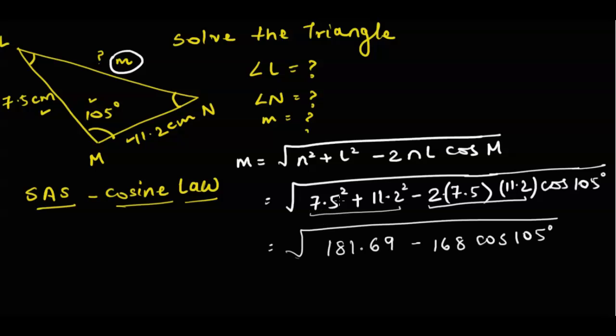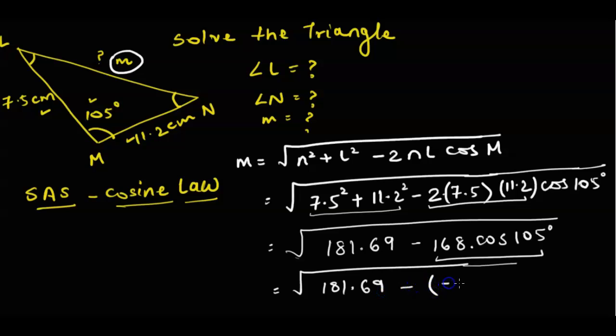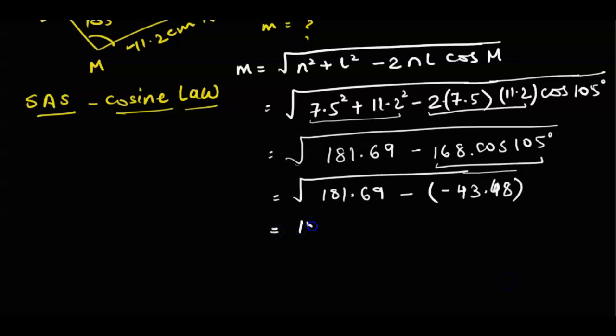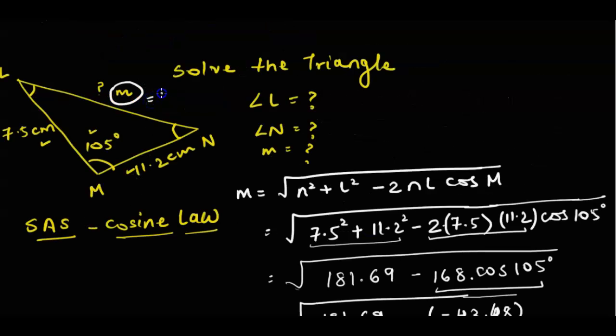When we solve 7.5 square plus 11.2 square, we get 181.69. When we solve 2 times 7.5 times 11.2, we get 168 times cosine 105 degrees. So we would first multiply these because this is a product. So let's find out what is 168 times cosine 105 degrees. This gives us 181.69 minus negative 43.48. And the final answer that we get is 15 for side M. Because it's in centimeters, this will be 15 centimeters. Therefore, the M value we have is 15 centimeters.